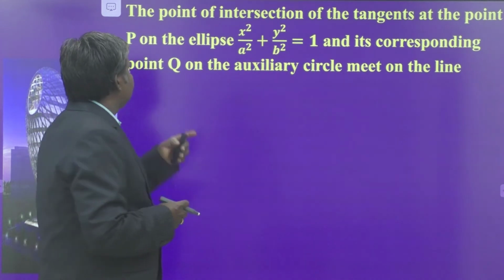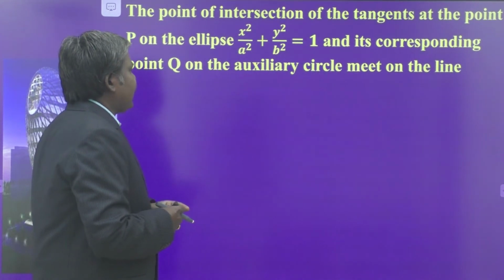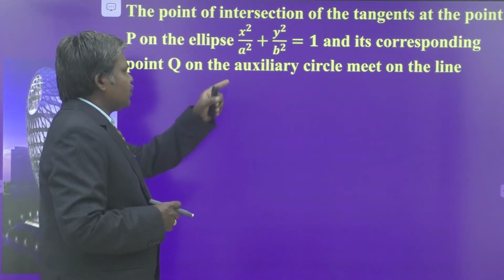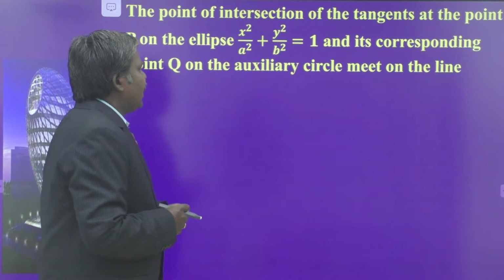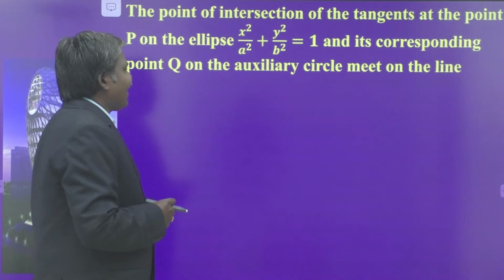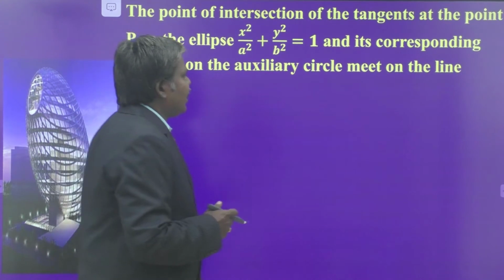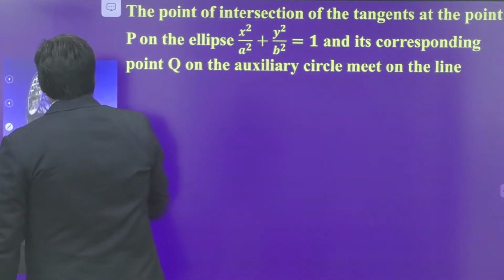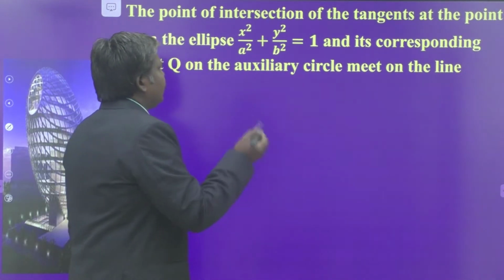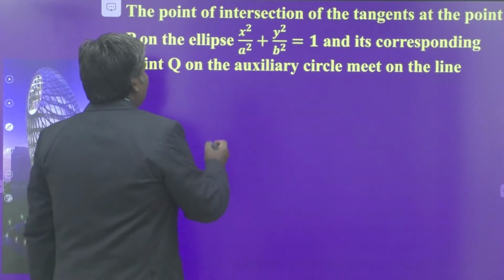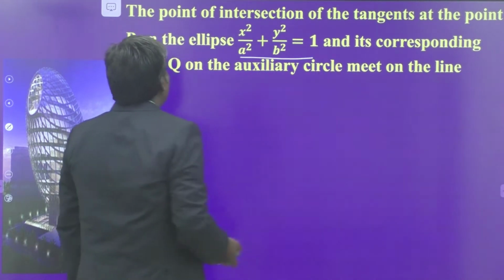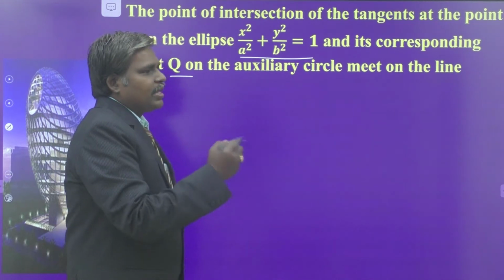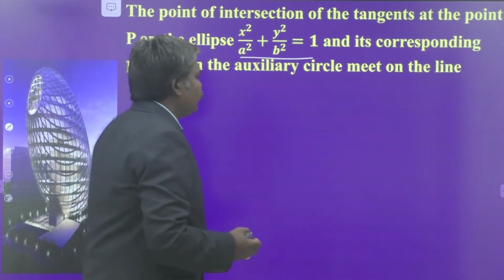This is the problem. The point of intersection of tangents at the point P on the ellipse x square by a square plus y square by b square equal to 1, and its corresponding point Q on the auxiliary circle meet on the line is what? That is the question. We have to find out the point of intersection of tangents at any point on the ellipse and its corresponding point Q on the auxiliary circle. That point lies on which line? We have to find out.